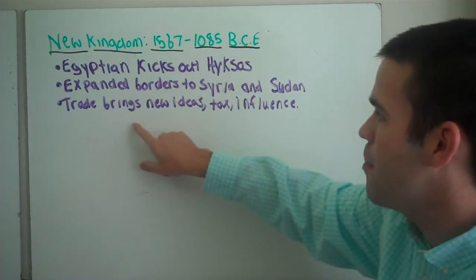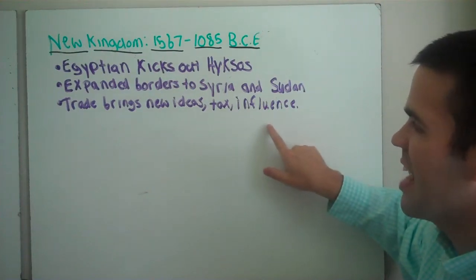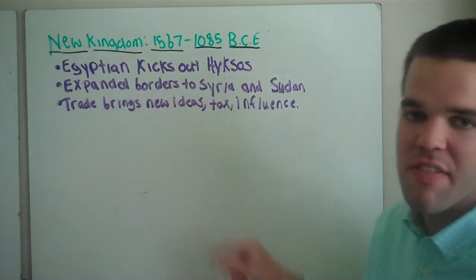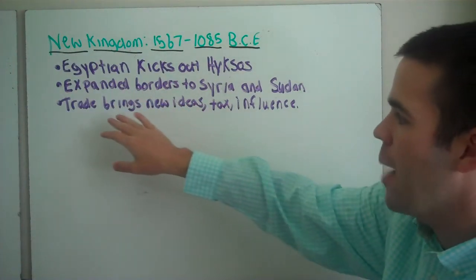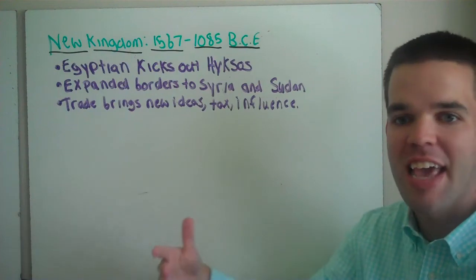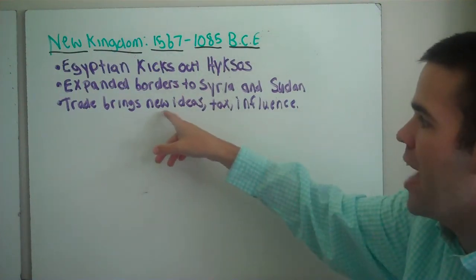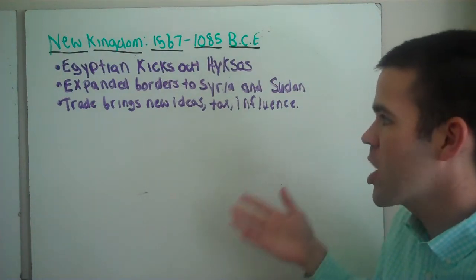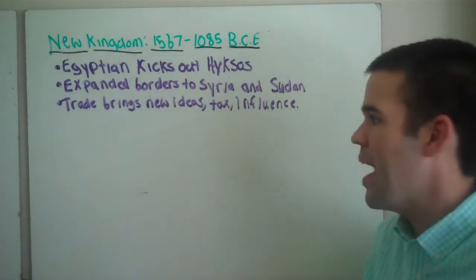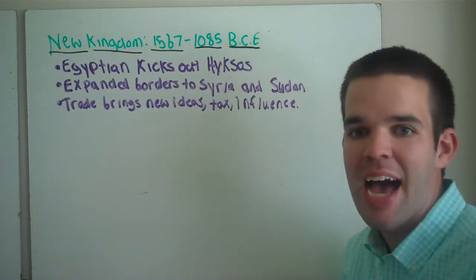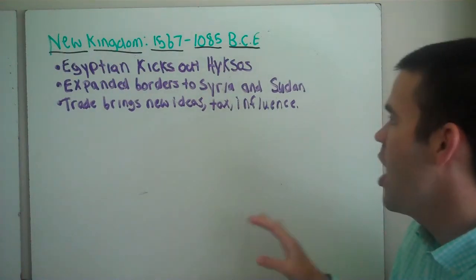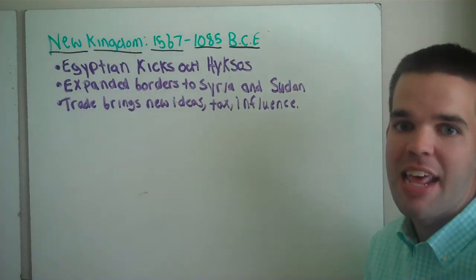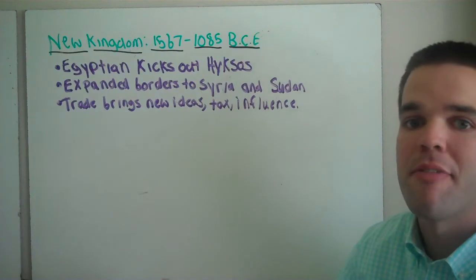Trade during this time brings new ideas, taxes, and influence. Because the New Kingdom expanded the borders of Egypt, they were able to trade with these new areas that they had never traded before. They brought back new ideas in regards to religion, astronomy, math, medical. They were also bringing back the idea of tax issues, and they were also bringing back new influences from other parts of the world that they had never been influenced by before.